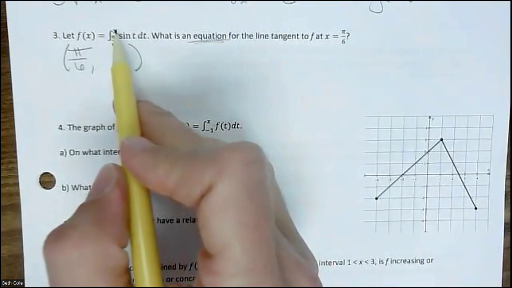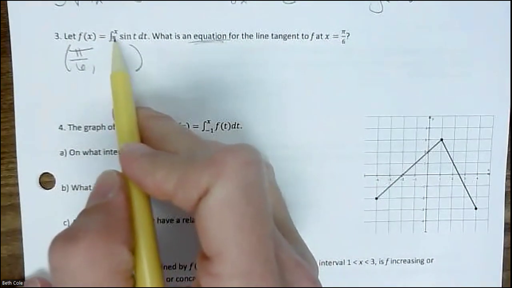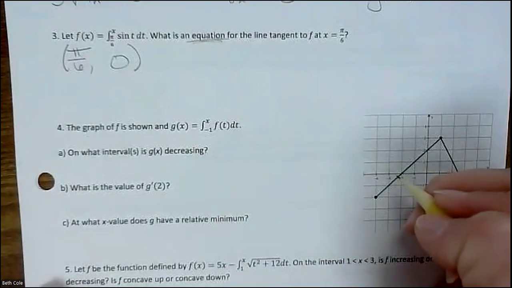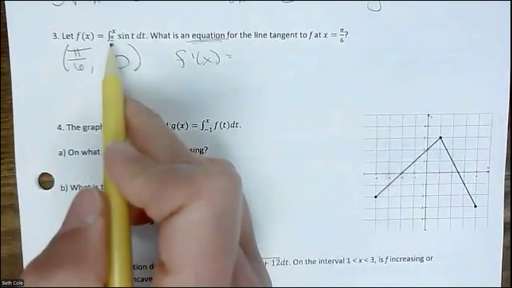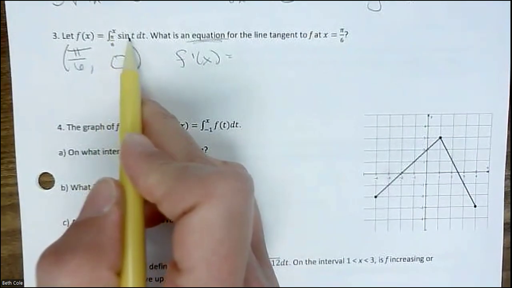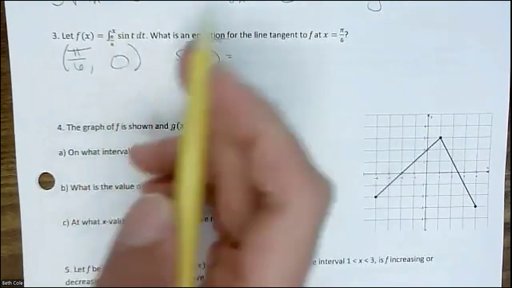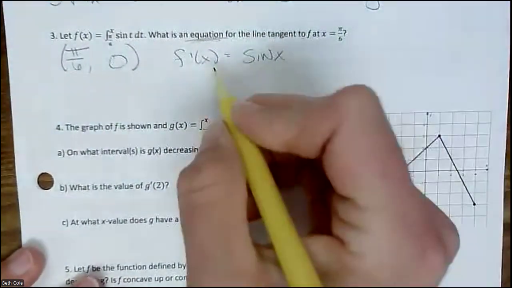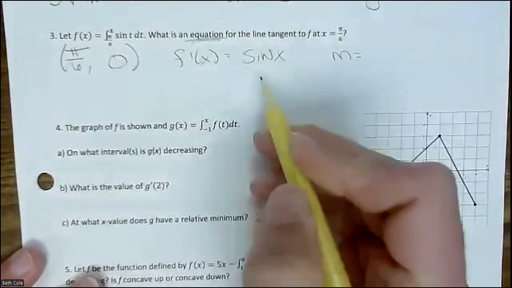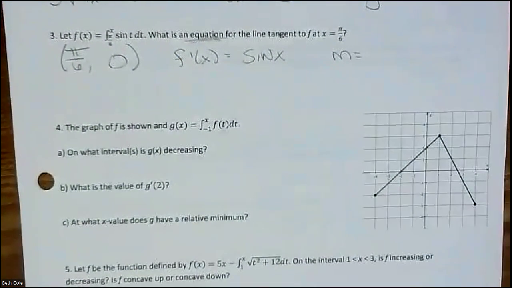If you plug in pi over 6 here, your integral from pi over 6 to pi over 6 is precisely nothing. Now we're going to get our derivative. You just take x and plug it in. It's exactly what we did in question 1 and 2. So it's just sine of x. And to get your slope, you're going to plug pi over 6 into that.